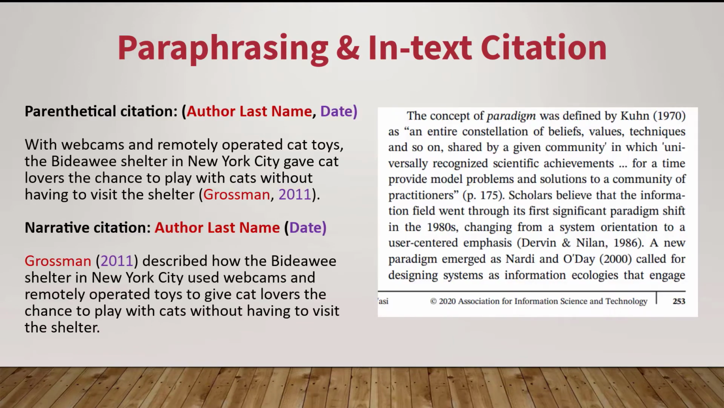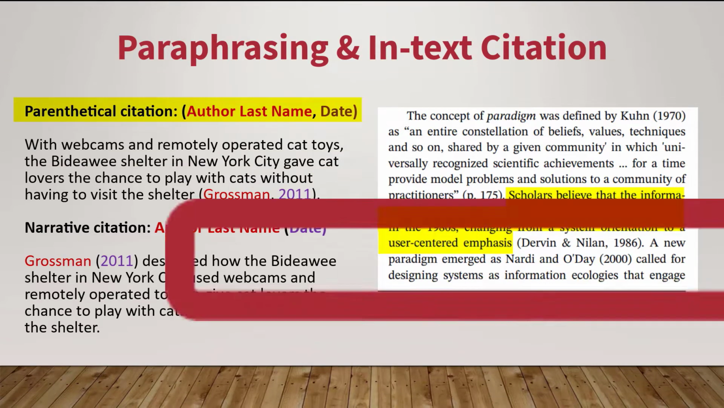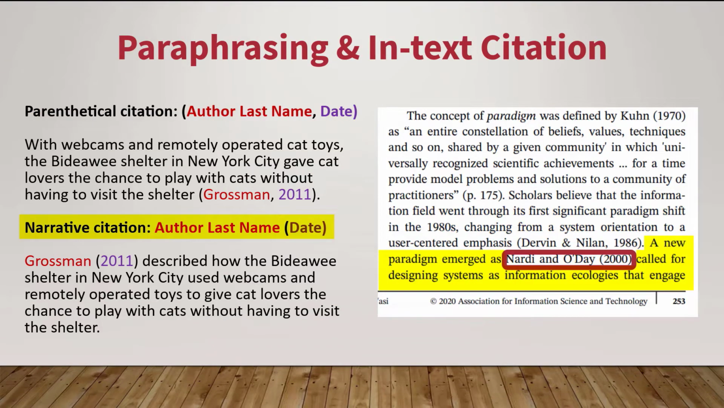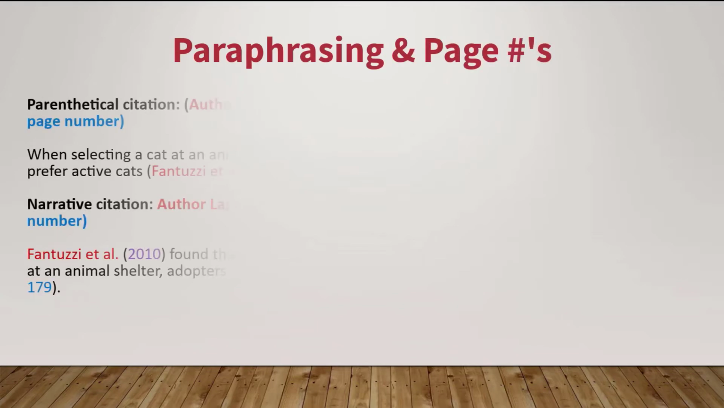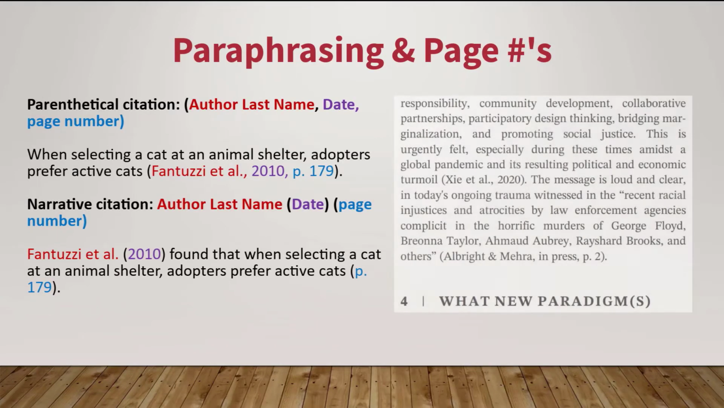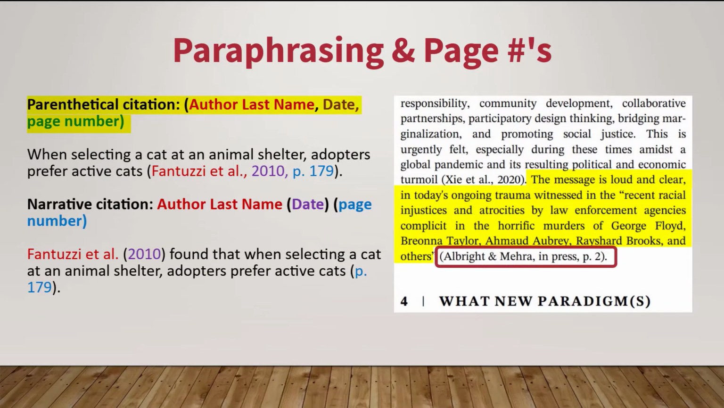In a parenthetical citation, the author and year are both written in parentheses after the cited information. In a narrative citation, the name of the author is included in the text of the sentence, and the year is written in parentheses following the author's name. Page numbers are not required for paraphrased citations, but you may want to include page numbers when citing a long work. In a parenthetical citation, the author, year, and page number are all written in parentheses after the cited information.